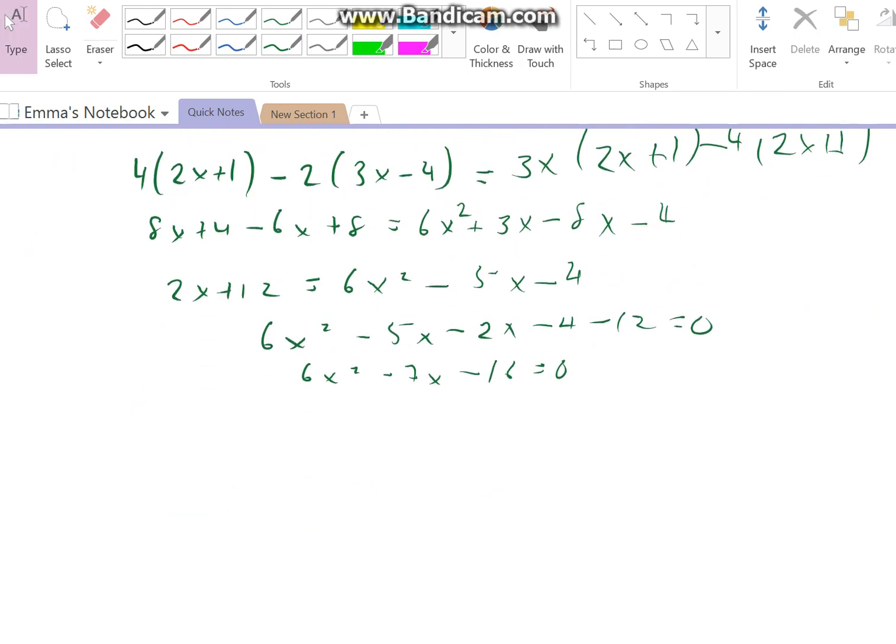What do we have here? An x squared, an x, and a number. Therefore, we're going to open our brackets or use our minus b formula.